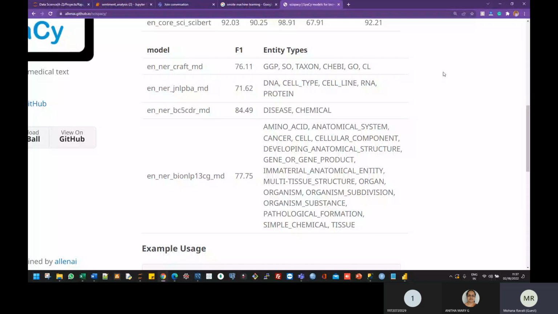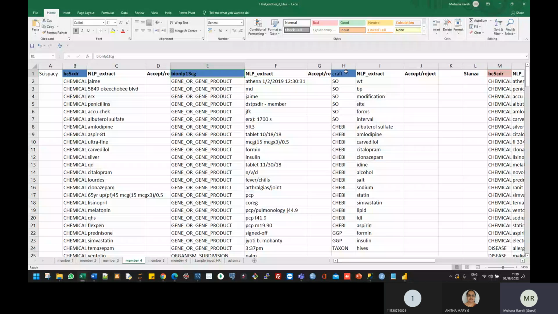From spaCy, see the spaCy blue color ones, I took 3 models: BC5CDR, BioNLP, and CRAFT. Where did I get these terms? I used this logic of NER: extracted first using all the models, extracted keywords from the same PDF which you have seen now, number 4. Yes, this is the number 4 PDF file. I actually took 6 PDFs for references for research. In that, 4 has more content, so I took 4. It will be easy for me for analysis, but it is bigger.